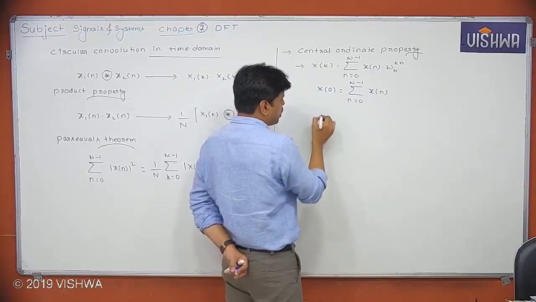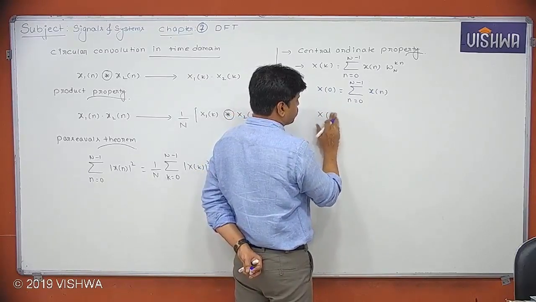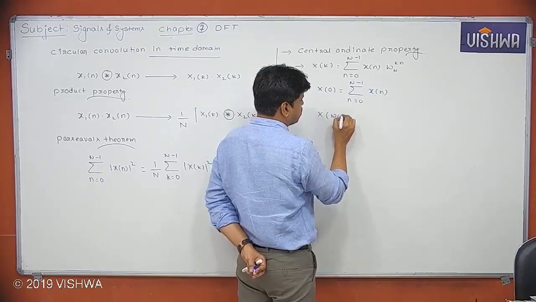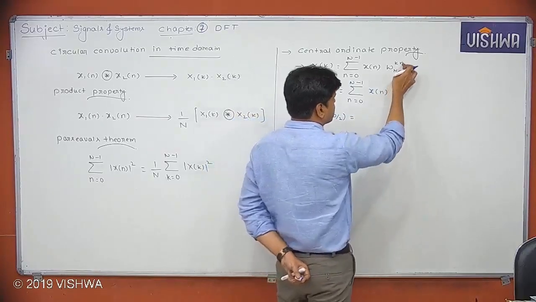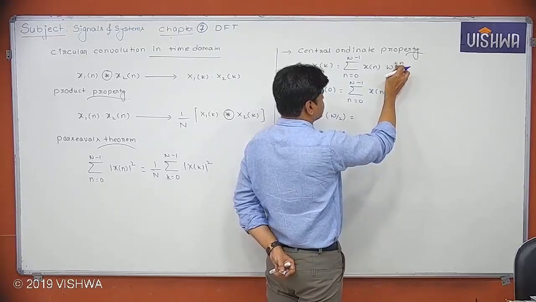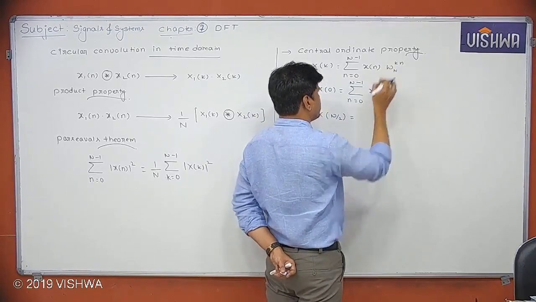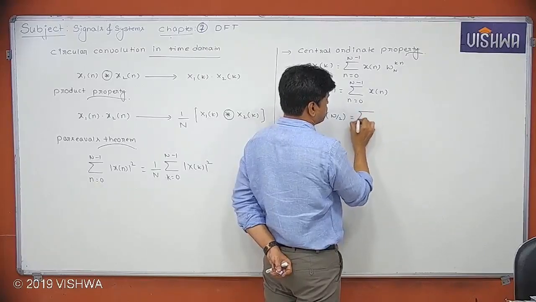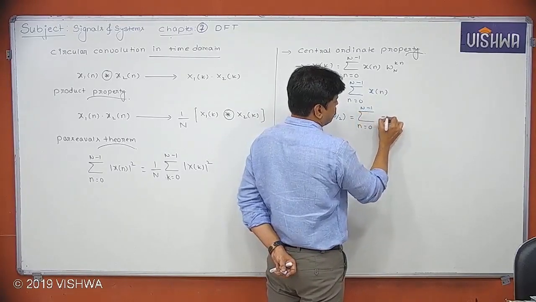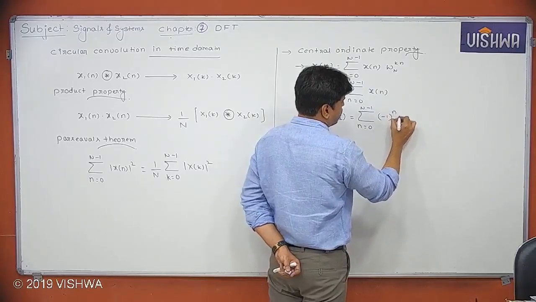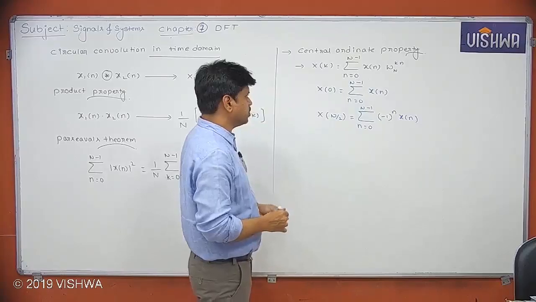And here one important property, which is X of N by 2, that k value is equal to half the period. Then what will happen? This will become k is equal to N by 2, so it is going to be minus 1 whole power n. So summation n is equal to 0 to N minus 1, minus 1 whole power n, x of n. That is what we are going to get.